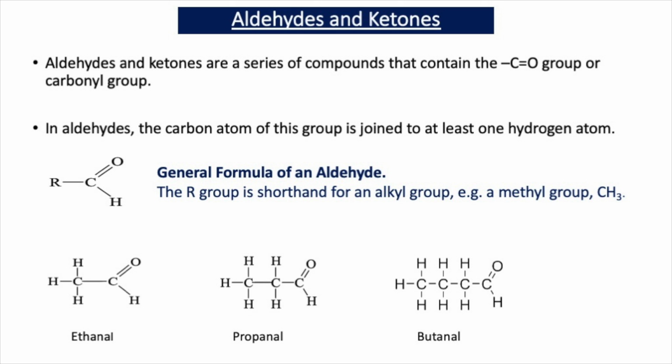We have ethanal, which has 2 carbons and is an aldehyde. We have propanal, which has 3 carbons, and we have butanal that has 4 carbons, and all have an alkyl group attached to a C=O and a H.